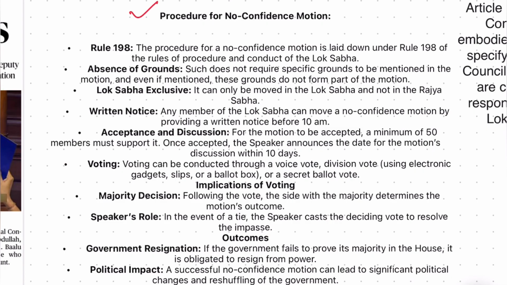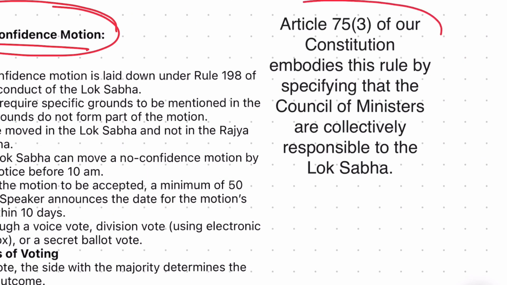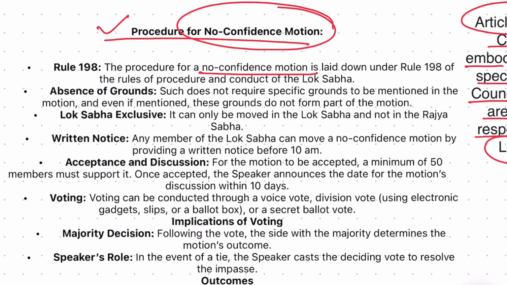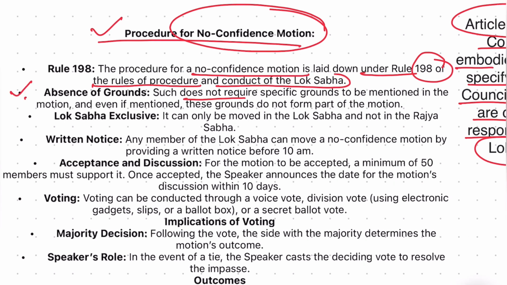There is no direct mention of a no confidence motion in our Indian Constitution. Article 75 of our Constitution indirectly embodies this rule by specifying that the Council of Ministers is collectively responsible to the Lok Sabha. The no confidence motion is laid down under Rule 198 of the Rules of Procedure and Conduct of Business of the Lok Sabha. This motion doesn't require specific grounds to be mentioned, and even if they are mentioned, these grounds do not form part of the motion.